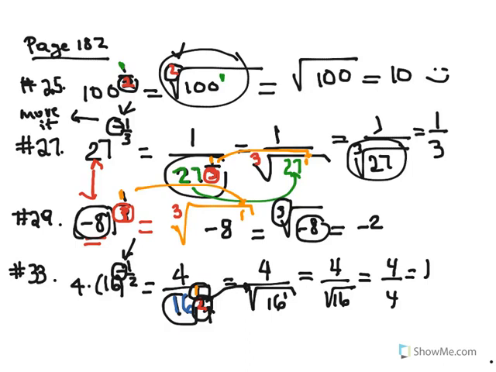Now what I would like to do is talk to you about other types of fractional exponents. In other words, I want to talk to you about an exponent of the form a to the m divided by n. As an example, I'm going to give you 4 to the 3/2. So what is 4 to the 3/2?